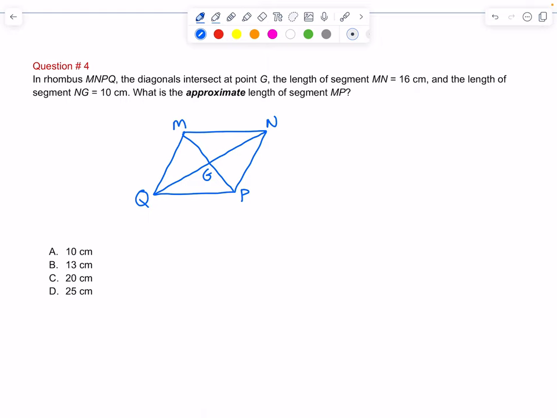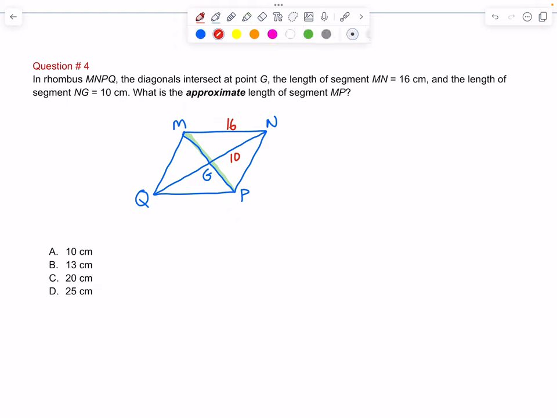They said the length of segment MN is 16. So let's put that. And the length of segment NG is 10. And they want to know what is the approximate length of MP. So I'm going to highlight that with green. So they want to know, what is this whole diagonal MP going to be?